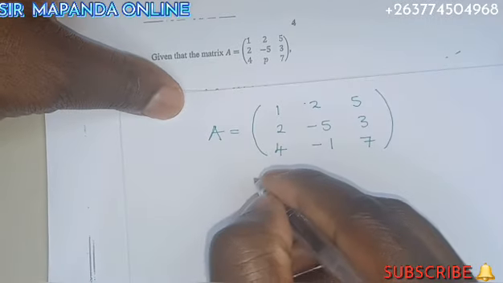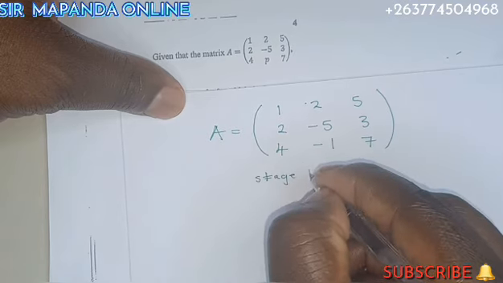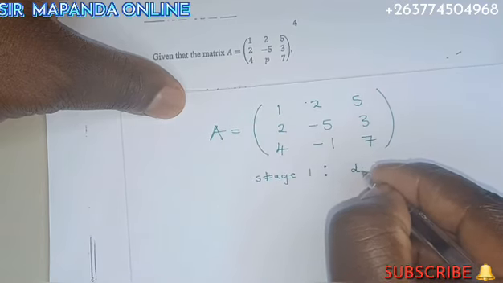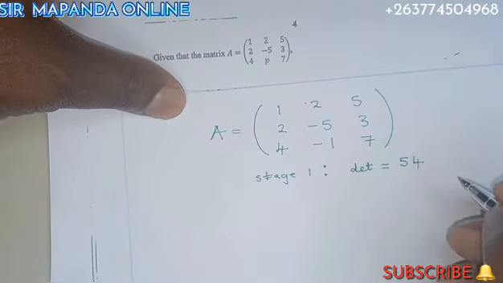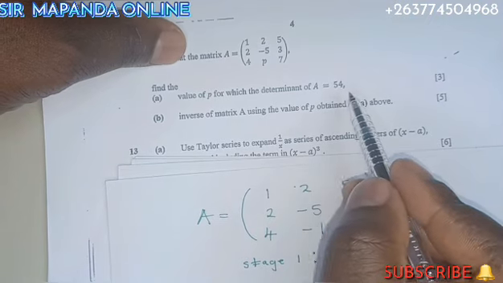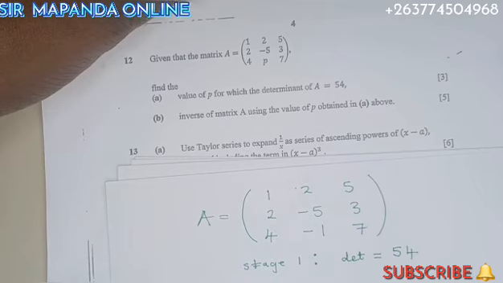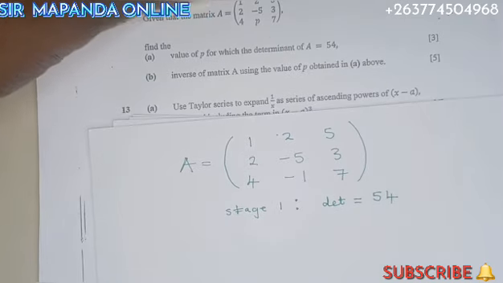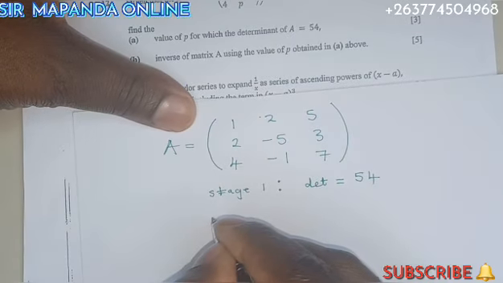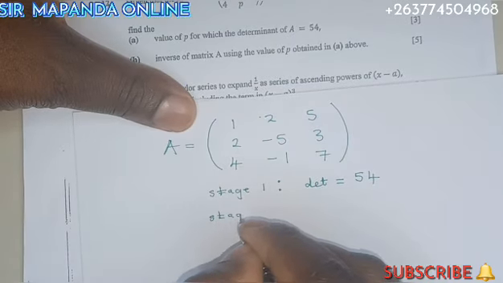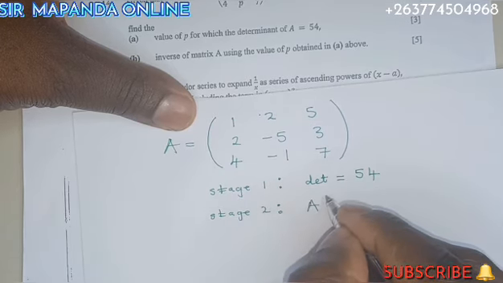Right, so stage 1, when finding the inverse of a 3 by 3 matrix, the first stage is to calculate the determinant, which in this case was calculated already. It is known to be 54. But if it was not known, the first thing to do is to calculate the determinant of the 3 by 3 matrix. Right, then stage 2, after calculating the determinant, stage 2, you find what you call A transpose.